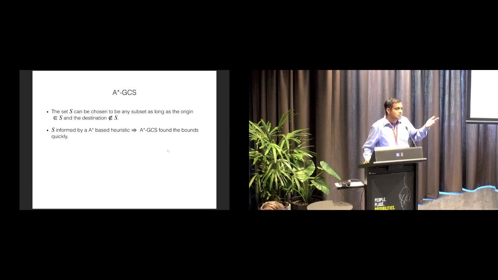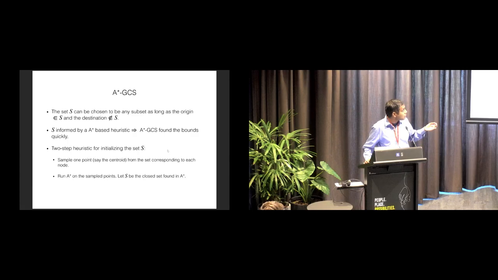In fact, the heuristic that we use is really simple. It's a two-step heuristic. From each set, we sample a point, typically the centroid of that set. We run the A star algorithm. You get your set of closed nodes, and then those nodes are the starting point for our algorithm, right? So that's the way it works.